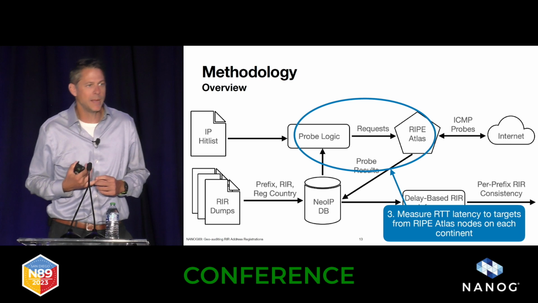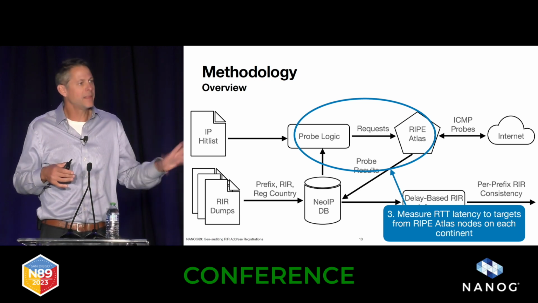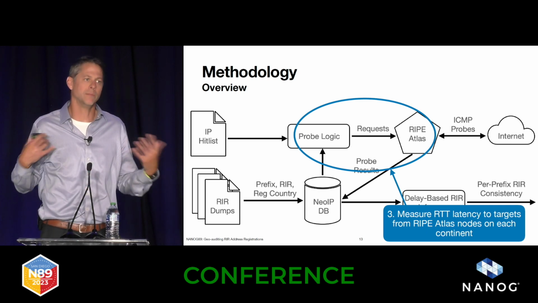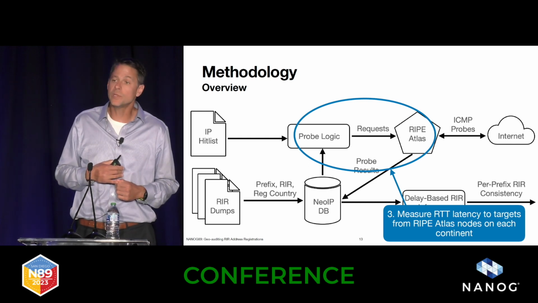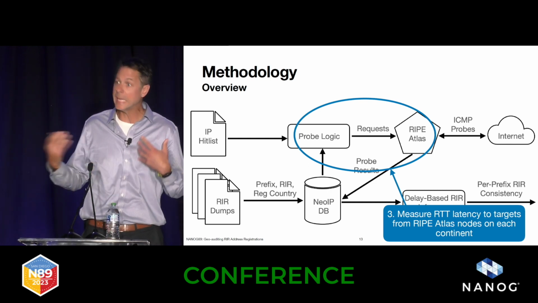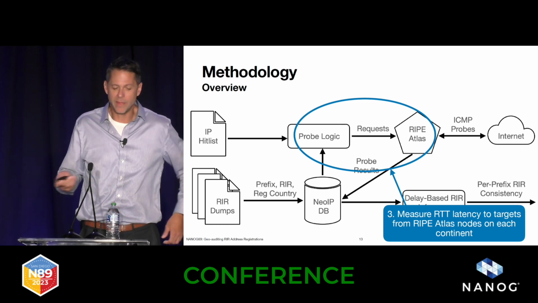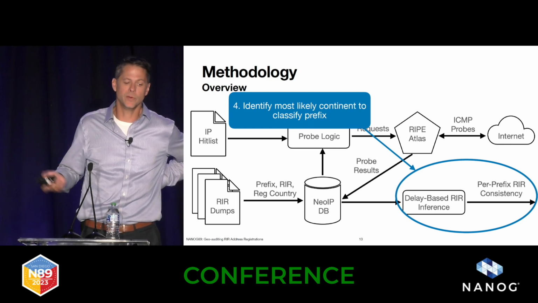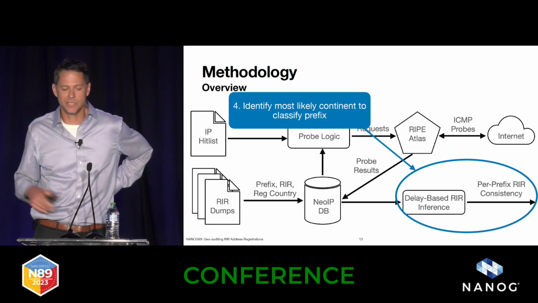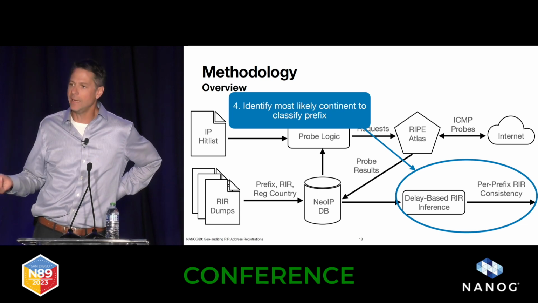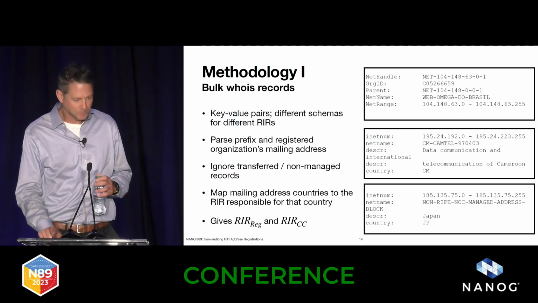If you're not familiar with RIPE Atlas, this is a service out of RIPE. It has about 43,000 different nodes across the world that can do primitive measurements, things like pings and so on. So using that probing logic, we're going to do a whole bunch of pinging, in essence, get a bunch of RTTs. That will all go into the database. Then we have an inference algorithm that allows us to identify the region, or the RIR, that is the most likely geolocation for that prefix. And that allows us to then come up with this per prefix RIR consistency.